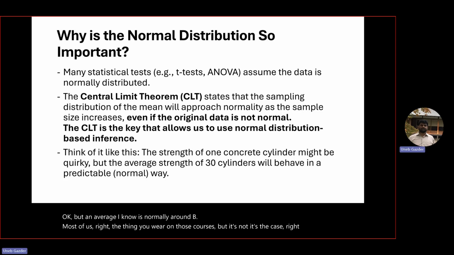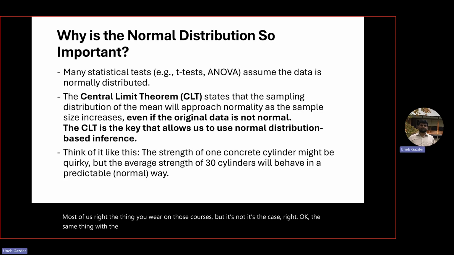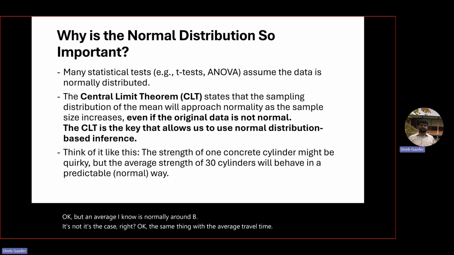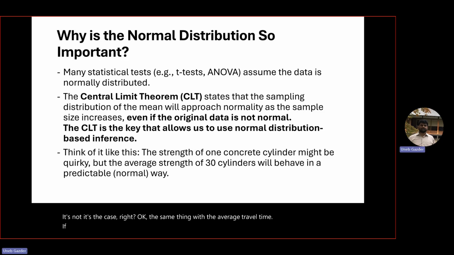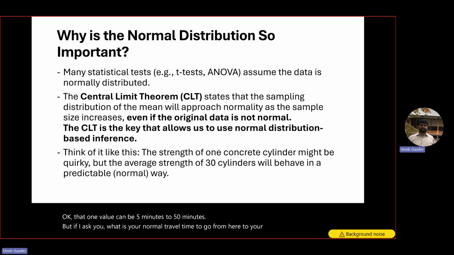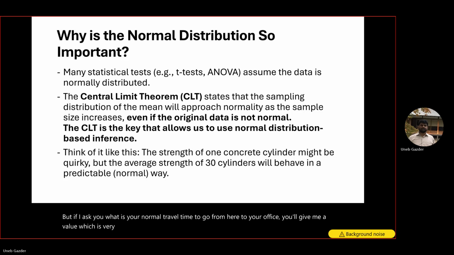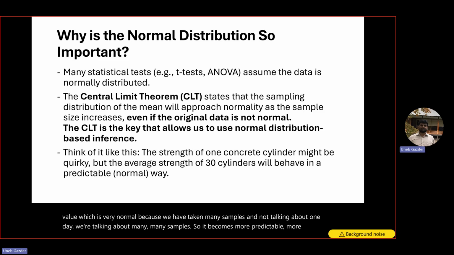The same thing with the average travel time. If I ask what your travel time will be today, that one value can be 5 minutes to 50 minutes. But if I ask what your normal travel time is from here to your office, you'll give me a very normal value, because we have taken many samples. We're not talking about one day, we're talking about many samples. So it becomes more predictable, more normal, and inferences become easier.